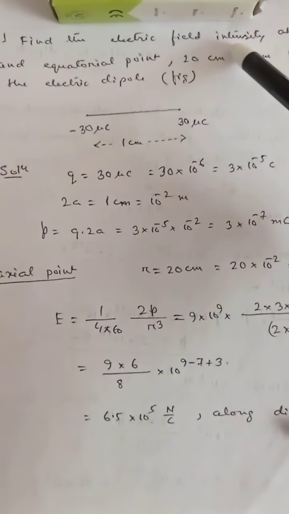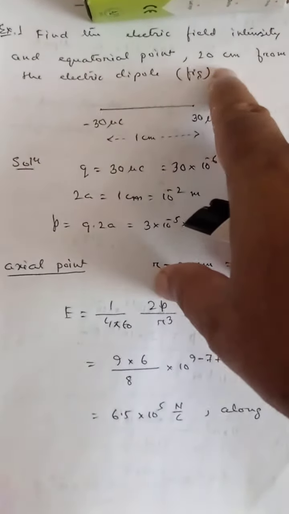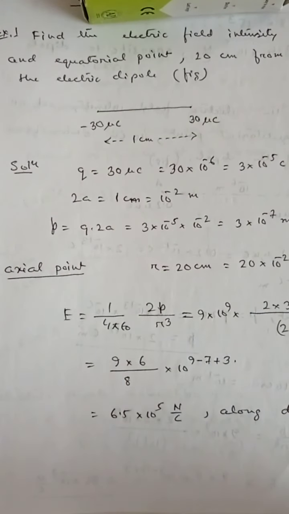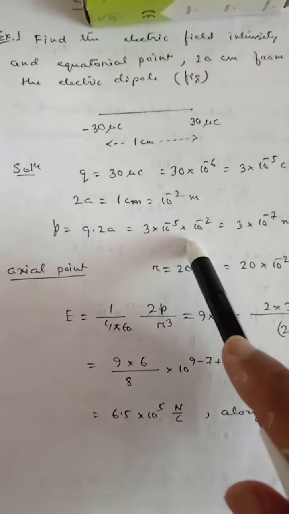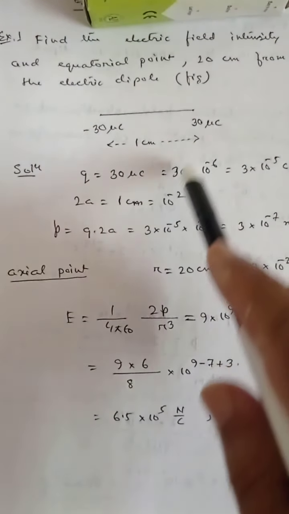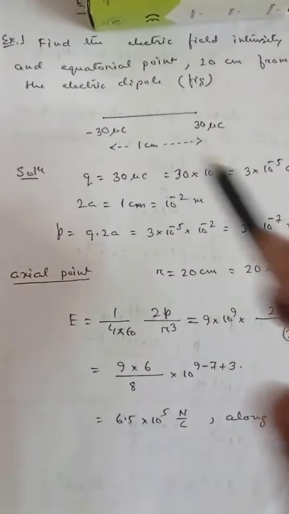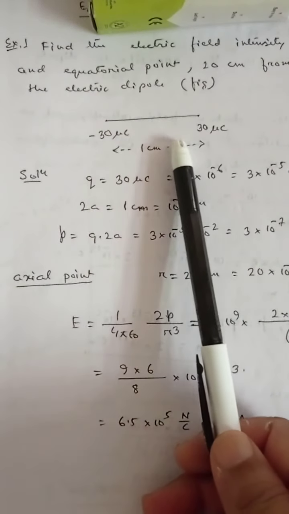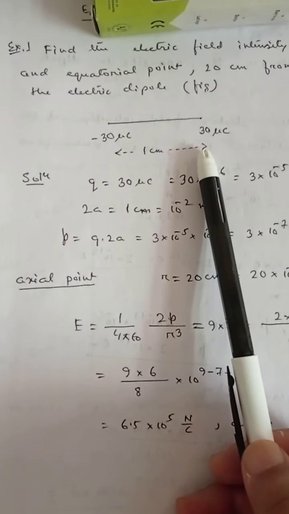Find the electric field intensity at axial and equatorial point 20 centimeter from the electric dipole. The electric dipole is shown in the figure. It consists of two charges, 30 microcoulomb and minus 30 microcoulomb, separated by a distance of 1 centimeter.